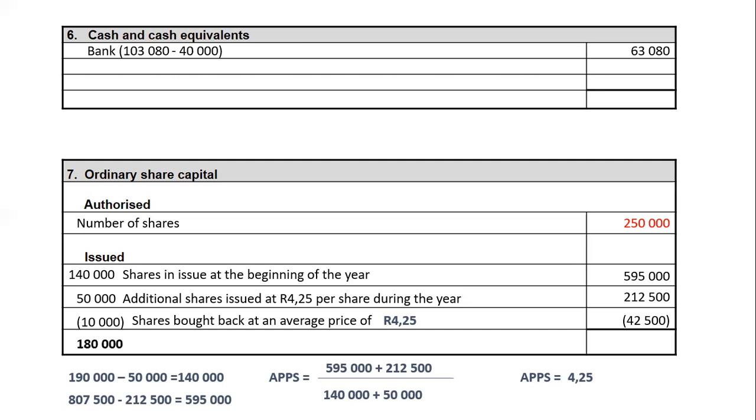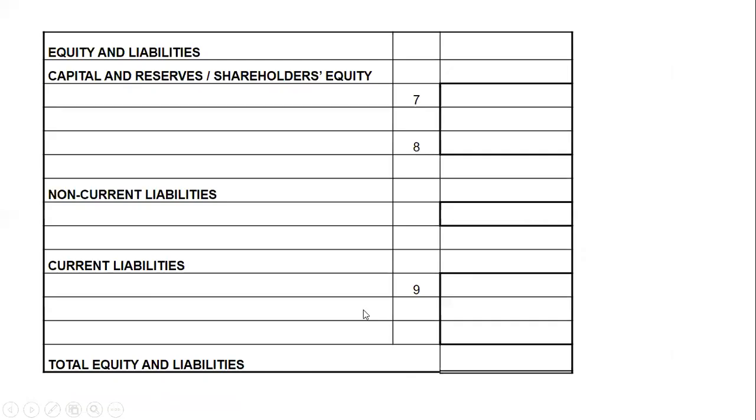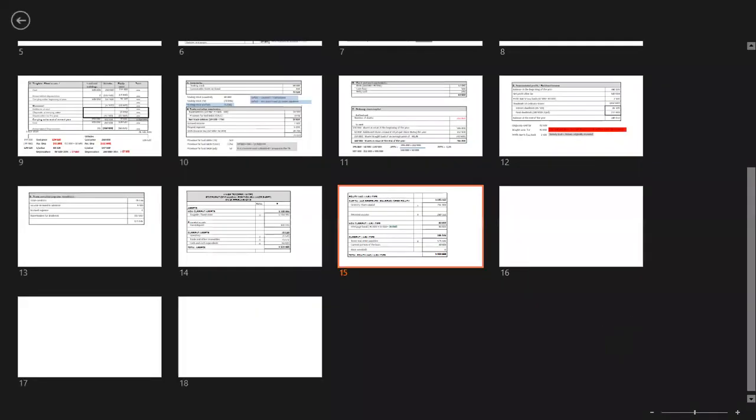At the end of the year, I'll have 180,000 shares in issue, and my share capital will be 765,000. Since I've already done this, it will be recorded in the statement of financial position under shareholders' equity. Note that shareholders' equity is made up of only two things: your ordinary share capital as well as your retained income. So my ordinary share capital will simply be that 765,000, and I will just leave it like that. I'm done with the first transaction. Let us go to the second.